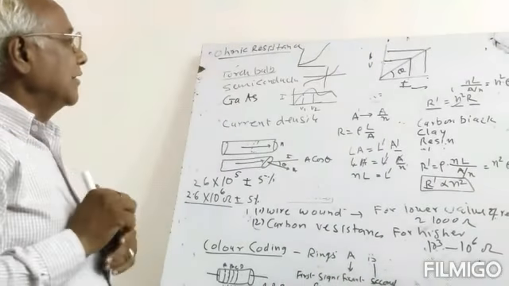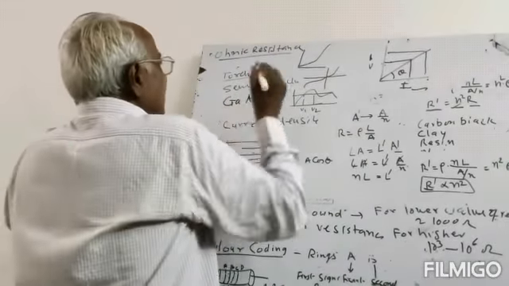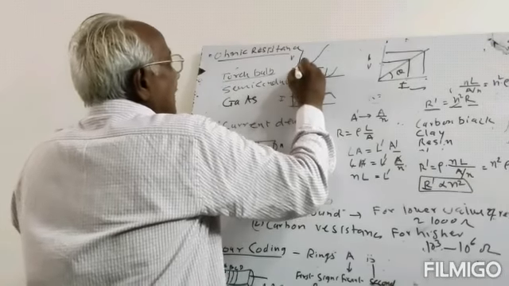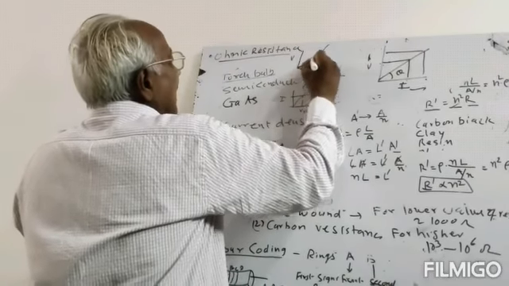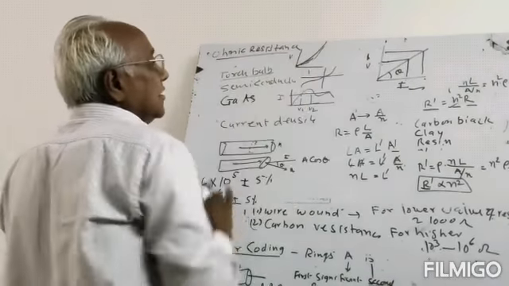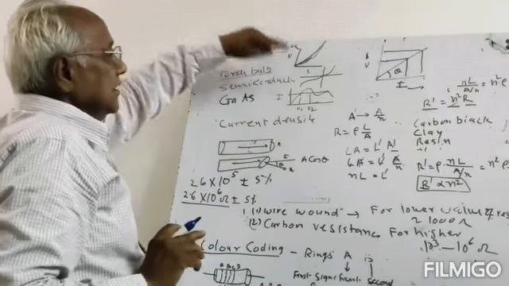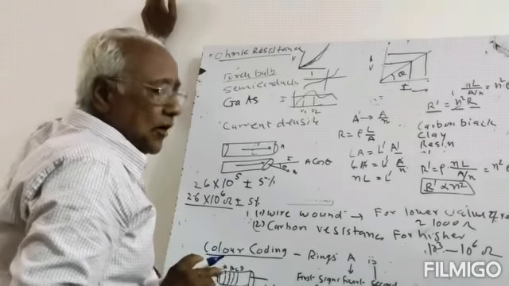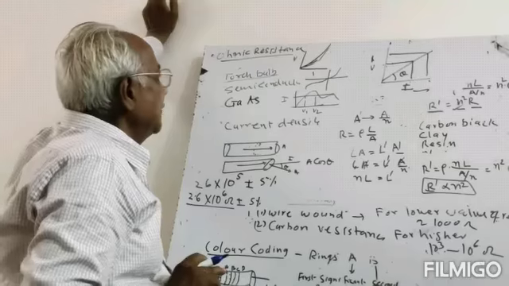So if we draw the curve between V and I, it will initially be a straight line and then it will curve. So the curve between V and I is not a straight line, but a curved one.